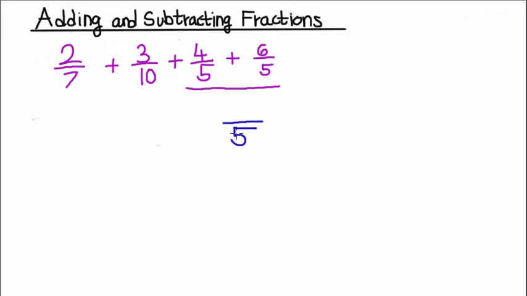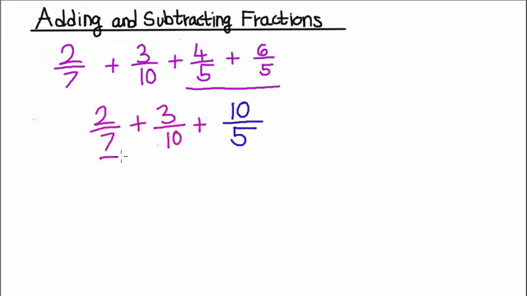And then what I do is that I simply add the numerators together to give me 4 plus 6. And when I do that, I get 10. So now my problem over here turns into the following: 2 divided by 7 plus 3 divided by 10 plus 10 divided by 5. So now there are a couple different ways you can go about solving this problem.